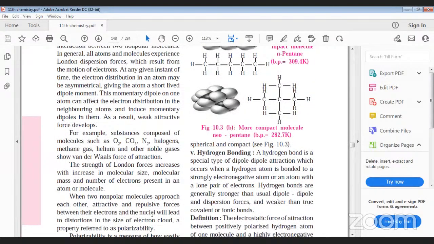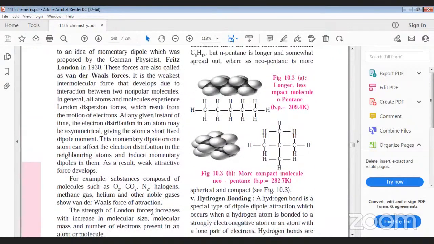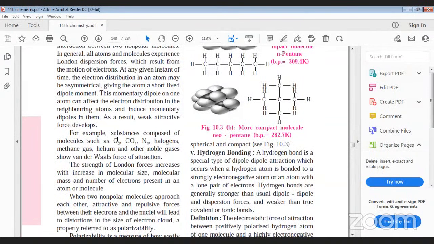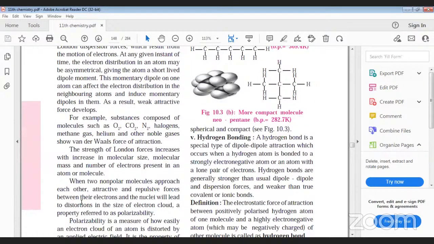So have you understood? Oxygen. If there is a bond between two oxygen atoms, what type of interaction is generated between them? Dispersion forces, or London forces. Why? Because oxygen is a non-polar molecule. In carbon dioxide, the electronegativity difference between carbon and oxygen is very small, so there also you will see the formation of dispersion forces, even in nitrogen, halogens, methane gas, and so on. The strength of London forces increases with the molecular size, number of electrons, and mass of a molecule.